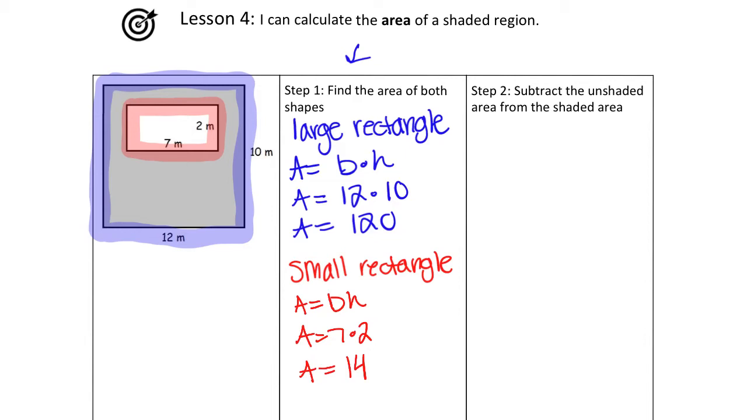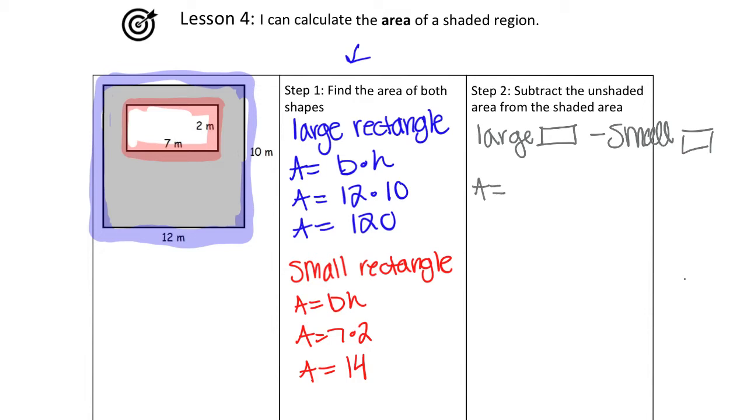Okay, so once I found the area of each shape, I'm going to get a smaller eraser real quick. So I want to find the area of this region that's shaded in gray. So all of these parts in between, so what's left after I take out that smaller rectangle. So to find the area, I'm going to subtract the large rectangle minus the small rectangle. Okay, so the area of my large rectangle was 120 minus the area of my small rectangle was 14. Okay, and that is 106 square meters. Okay, so that's it for that guy.